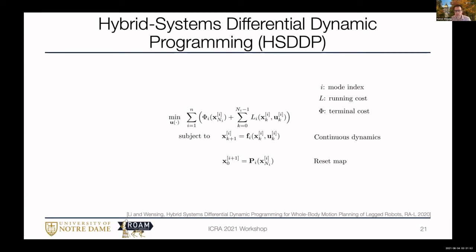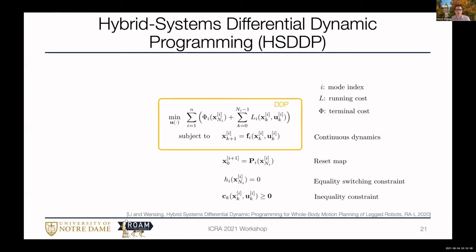These resets just can't happen anywhere. You know, we need to switch to stance when our foot hits the ground. So we need to include a switching constraint in this problem. And maybe there are other constraints like torque limits and that kind of thing that we want to think about too. So what our strategy does is we leverage DDP to handle this innermost loop.